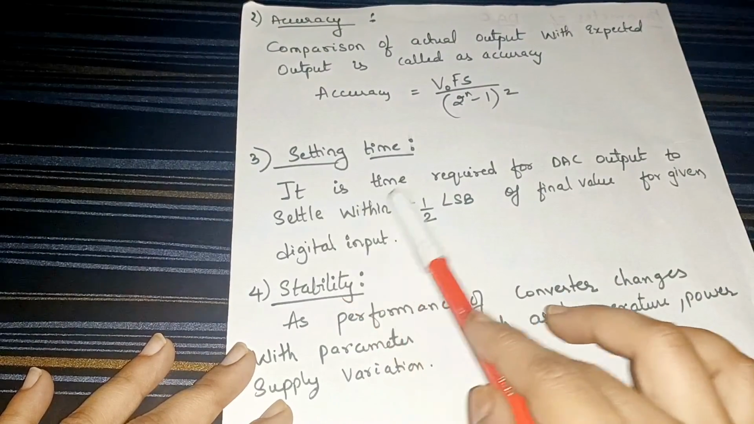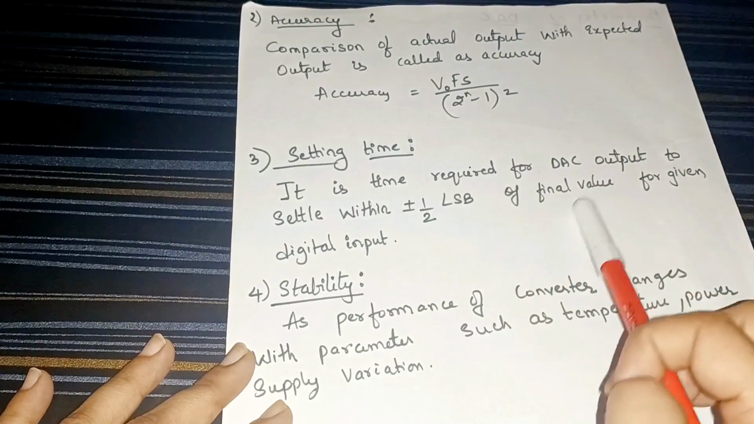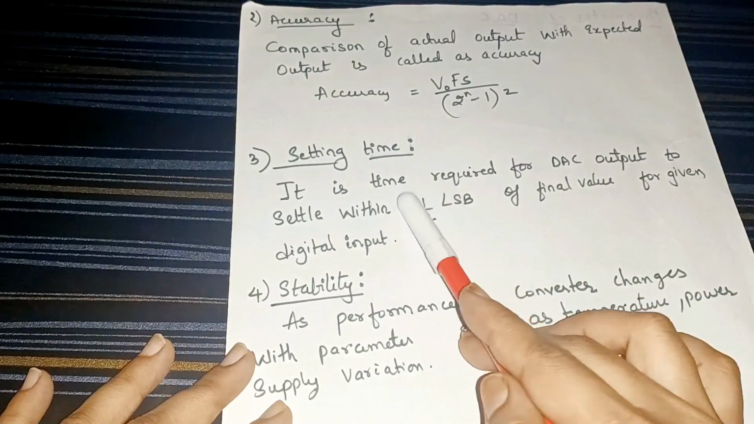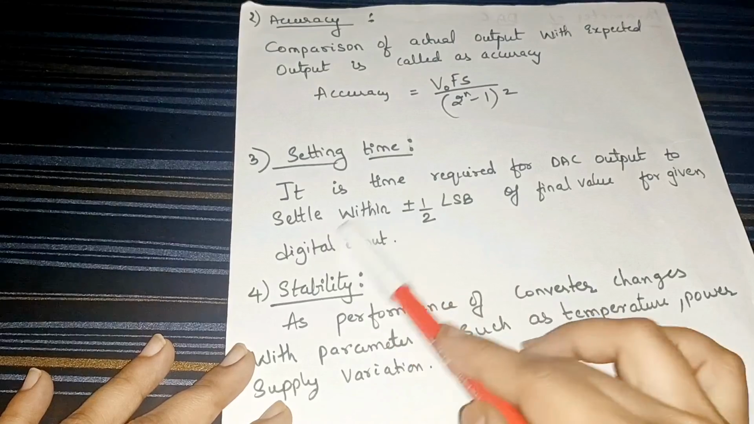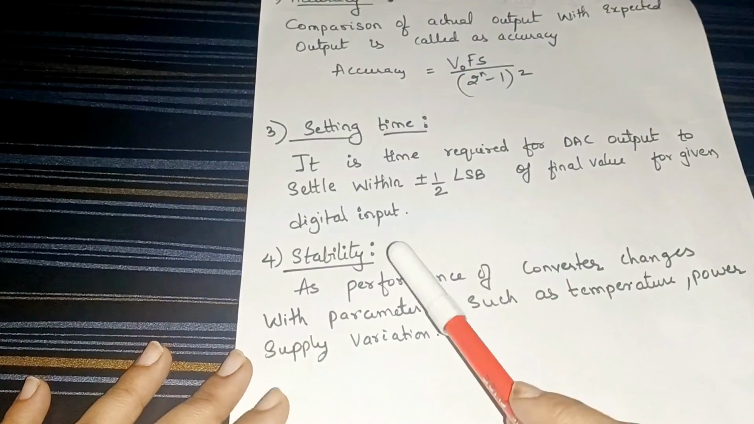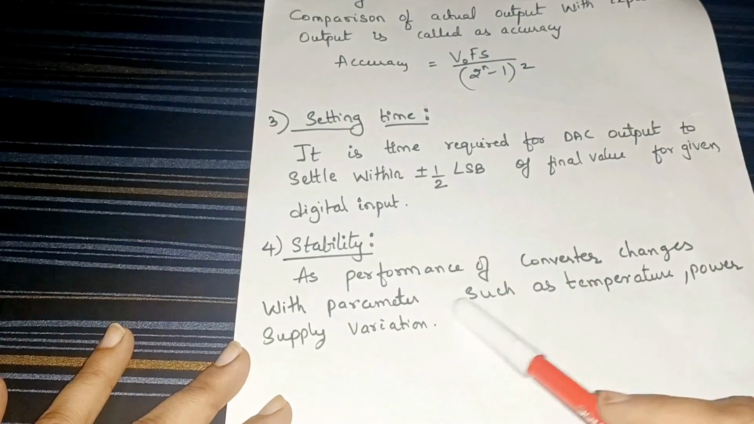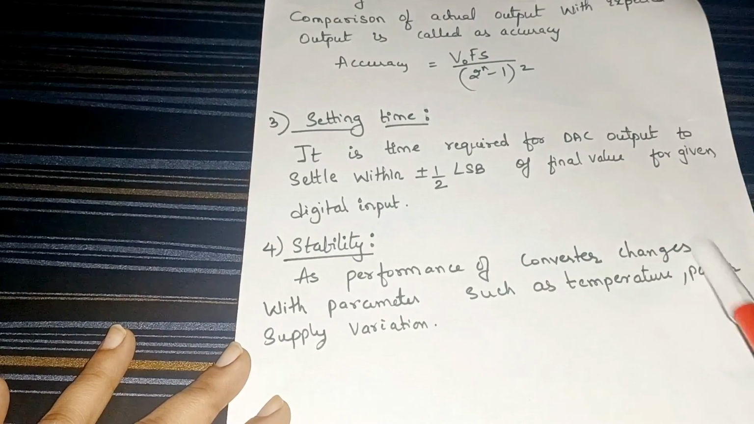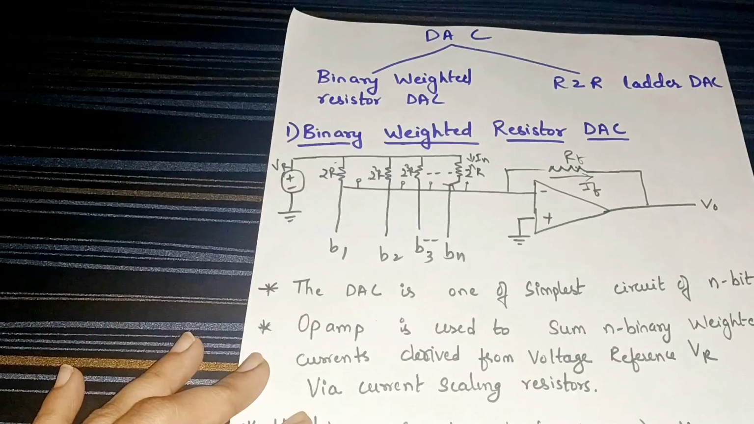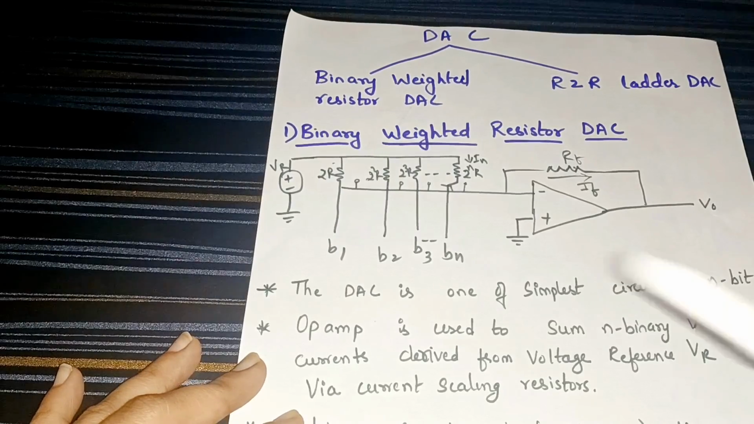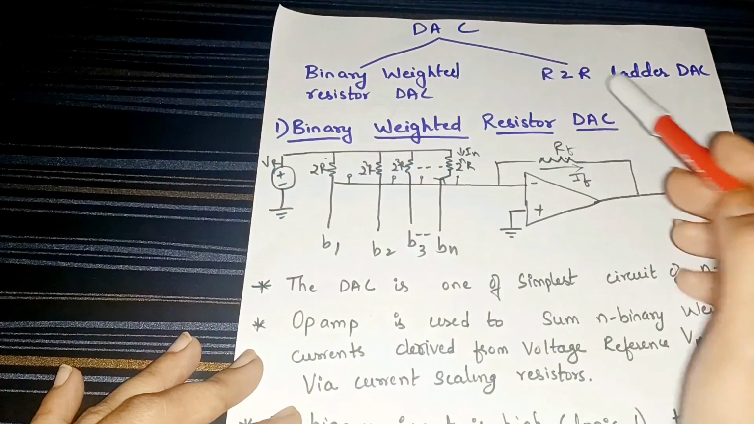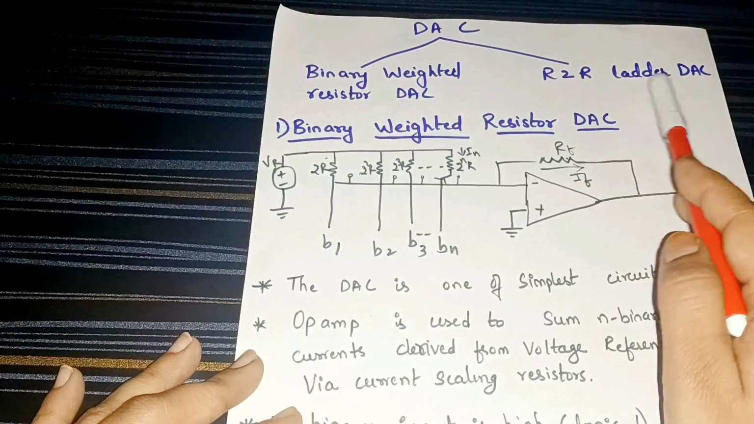Whenever we have the LSB as our final value, it is plus or minus half of the digital input. And stability is how the performance of a converter changes with parameters such as power supply variations. Our DAC comes in two forms: the binary weighted resistor DAC and the R-2R ladder DAC.